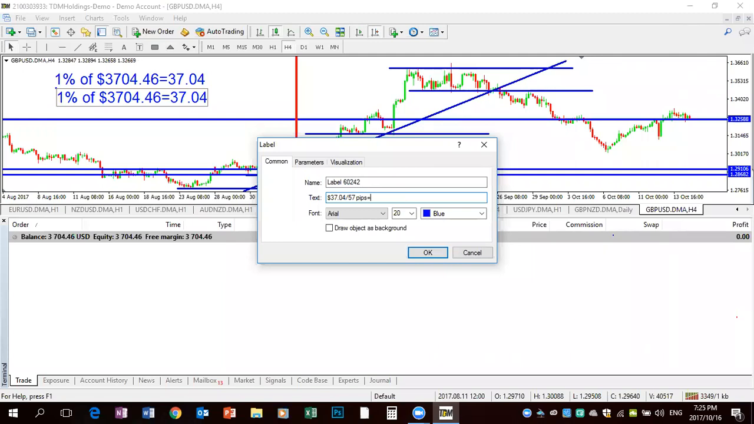Now, then you will get your volume. So you divide 37.04 by 57 pips, and I will get 0.64. That is my volume.